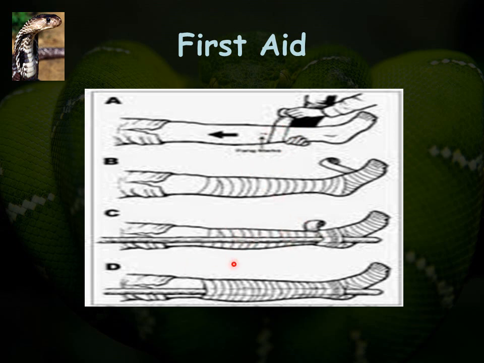Even if you do not give this kind of bandage application, you can just immobilize the limb by tying the two ends of it using a long stick-like structure. You can use anything that is present and handy to the person who has been bitten by the snake.